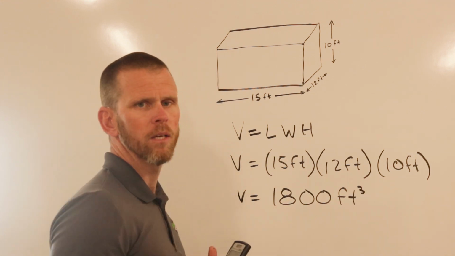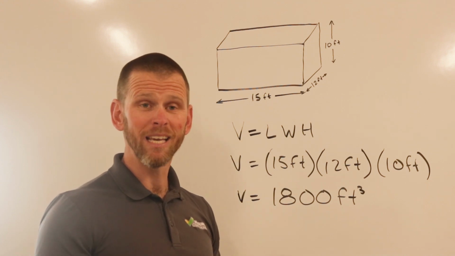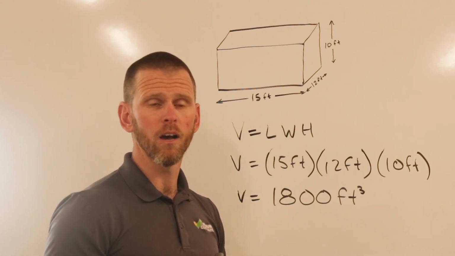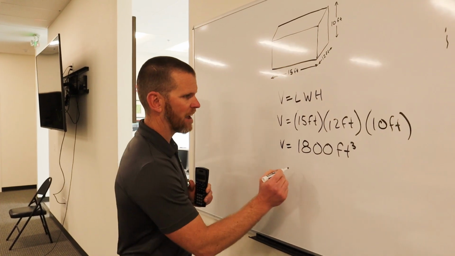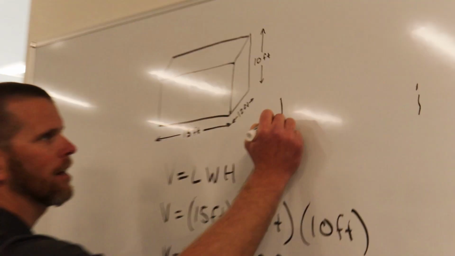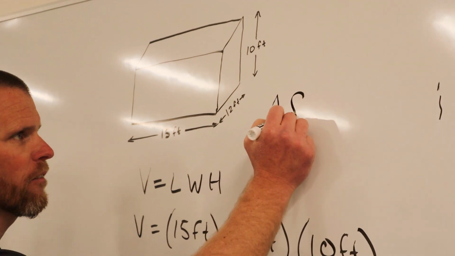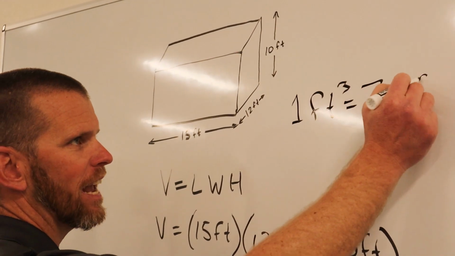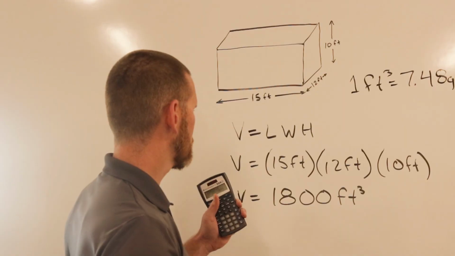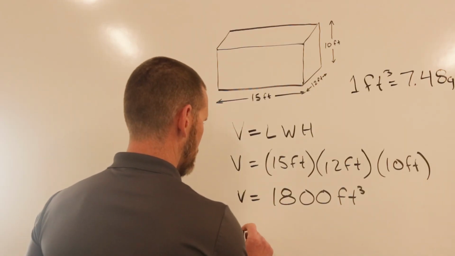Now, I'm going to keep going, because let's say we wanted our answer to be in gallons, which is another common unit used for measuring volume. Well, it so happens that every one cubic foot has 7.48 gallons. So if we wanted to convert that, we would just need to do a unit conversion.